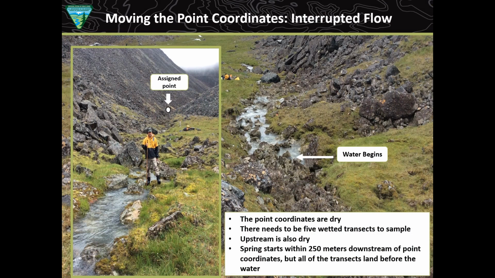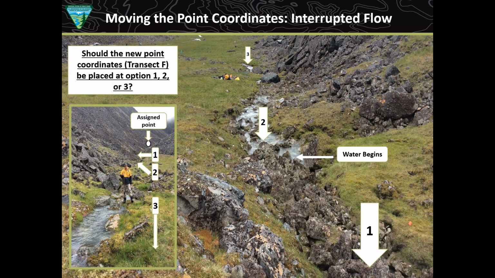In this example, the point coordinates at the site are dry. There needs to be 5 wetted transects in order for an AIM site to be defined as sampleable. Upstream of the coordinates is also dry, but there's a spring that creates a small stream not very far downstream from the point coordinates. After using a GPS to estimate how far the bottom half of the reach will extend, it is determined that all of the transects land before the spring. The point coordinates are moved because the spring is well within 250 meters from the original point.